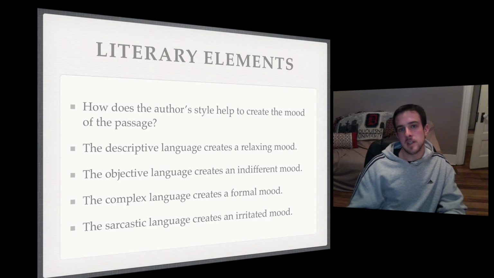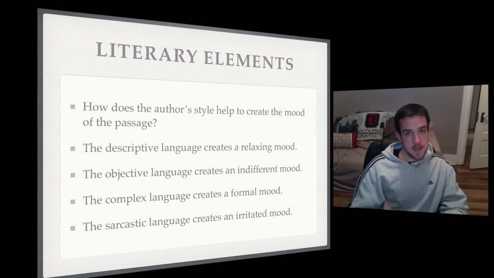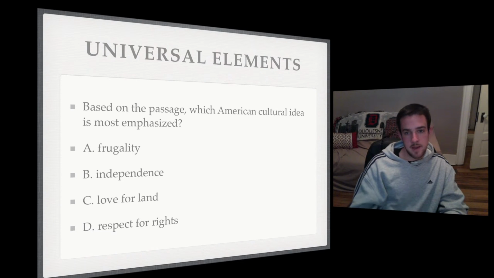Literary elements. Now, we cover these a lot in class, and these you really have to know what the element means. So how does the author's style help create the mood of the passage? We have to know what mood means. Remember, mood is how the reader feels. So you have to go through and, again, looking at the passage as a whole, ask yourself, how does the author make me, as the reader, feel a certain way? Universal elements, based on the passage, which American cultural idea is most emphasized? Again, you have to look at the entire passage. Odds are all of them will be examples of American ideals, so you have to figure out which one of these 4 ideals is represented. This is where it's good to read the question first and then go find the possible answer.